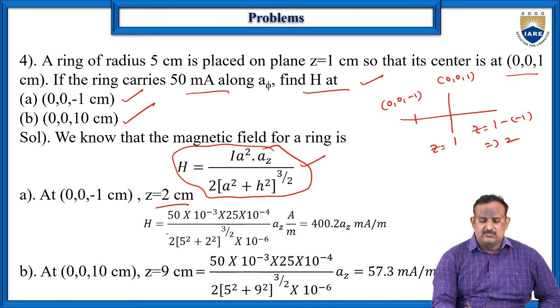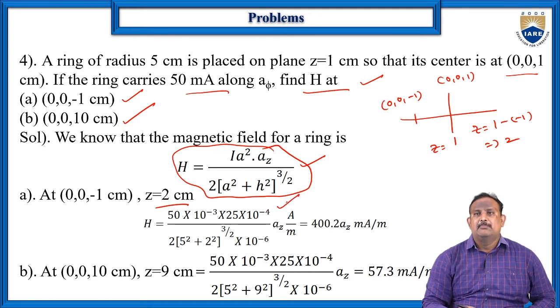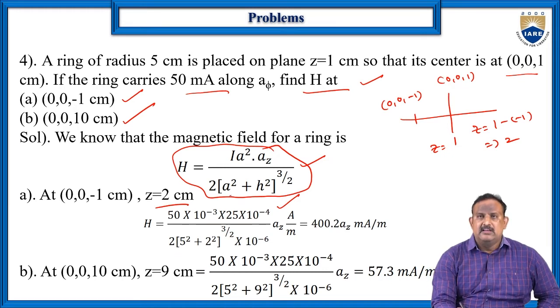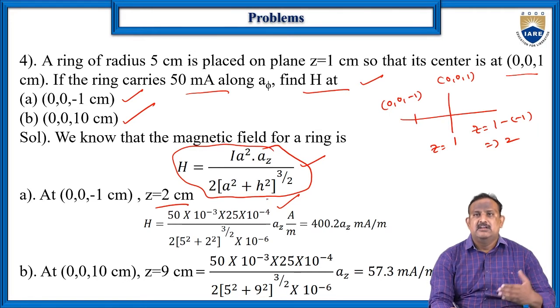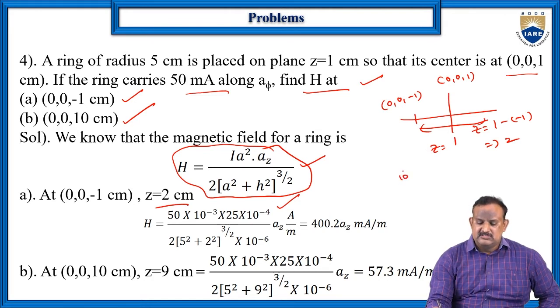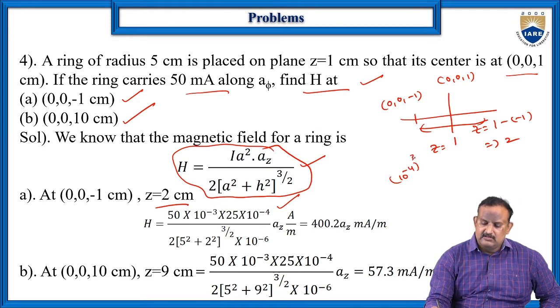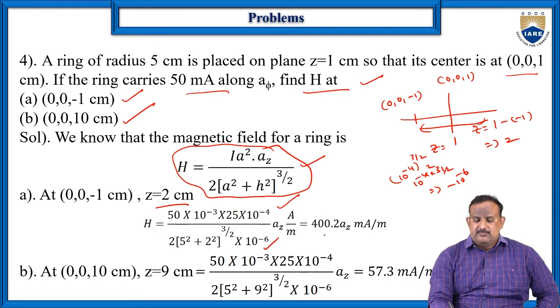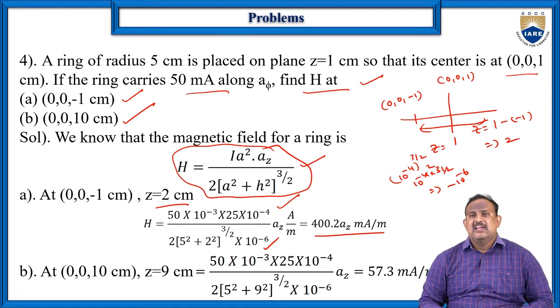Therefore the magnetic field intensity is H equal to, where I is given as 50 milliamps. Substitute I equal to 50 milliamps. Then the radius a is given as 5 centimeters. Therefore a square is, converting centimeters into meters, 25 into 10 power minus 4 meters, by 2 into (5 square plus, where the height Z is 2, 2 square) whole power 3 by 2. Converting centimeters into meters, we have (10 power minus 4) whole power 3 by 2, which becomes 10 power minus 6. If we simplify, we have 400.2 into a z milliamps per meter.